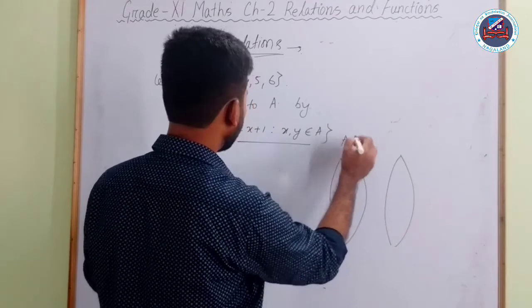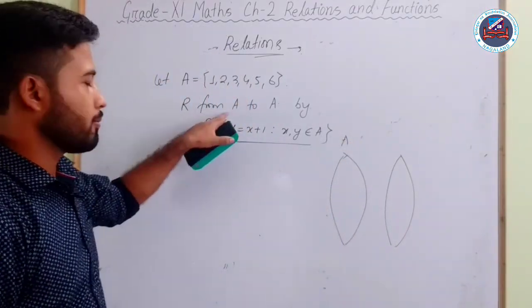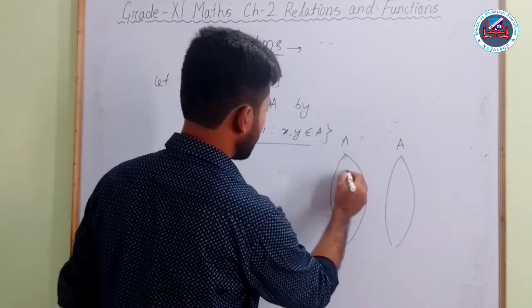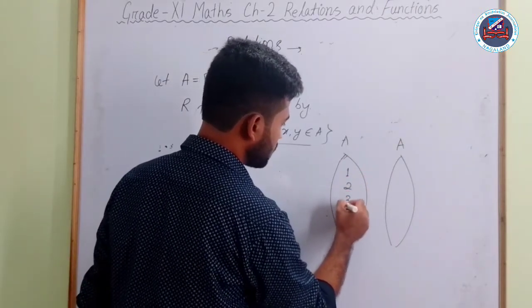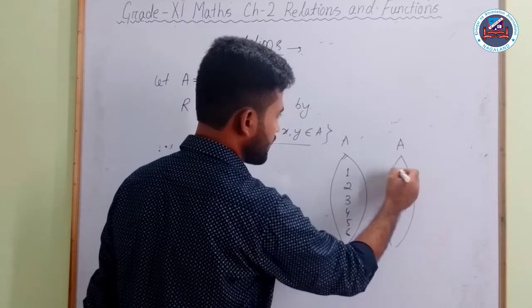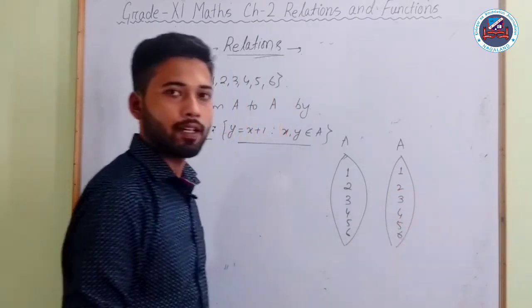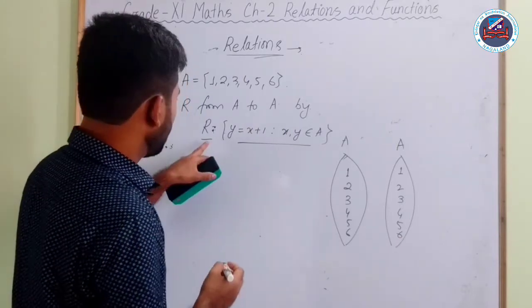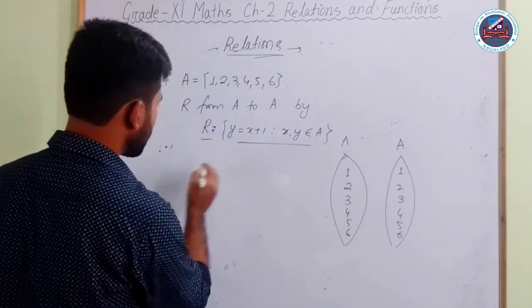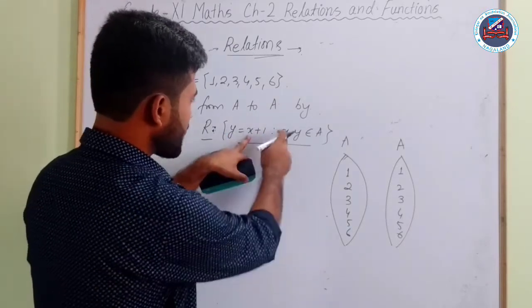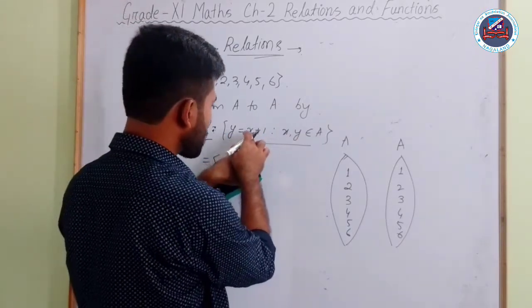Here this is the set A, and it is said that R is a relation from A to A, so both the sets will be A. Now let us write the elements first. It will be 1, 2, 3, 4, 5, 6. Here also it will be 1, 2, 3, 4, 5, 6. Fine. Now what does the relation say? It says that y is equal to x plus 1. So x belongs to A first.